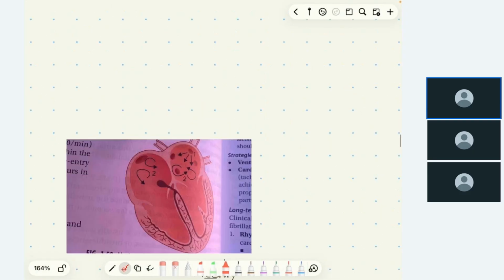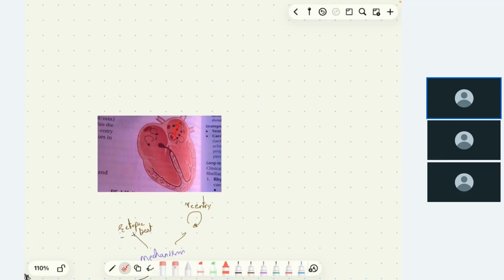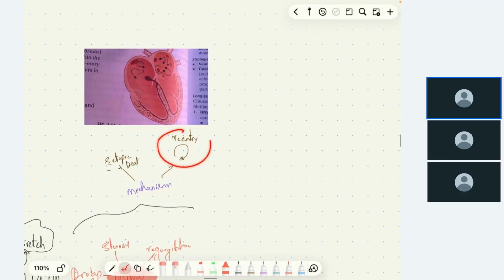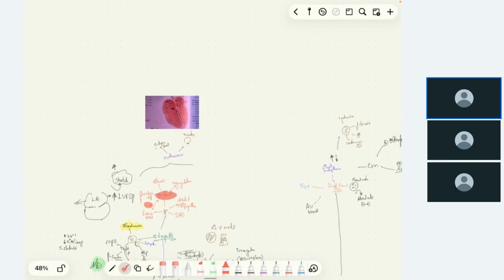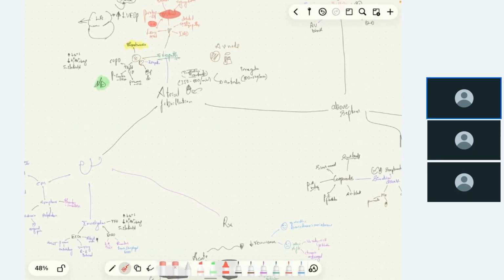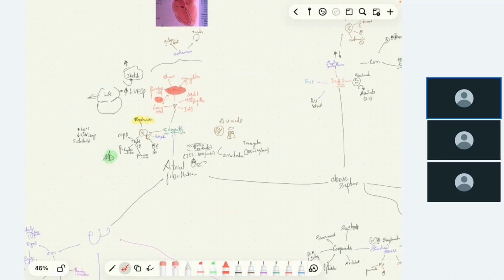And also, after this ectopic beat has been produced, it will not be conducted to the ventricle. It will go on circling inside. Ectopic beat produced, goes here, comes back, goes here, comes back. Like this, it causes the re-entry phenomenon. So the primary mechanisms causing atrial fibrillation are ectopic beats and the re-entry phenomenon. By this, we have completed the definition and pathophysiology of atrial fibrillation.